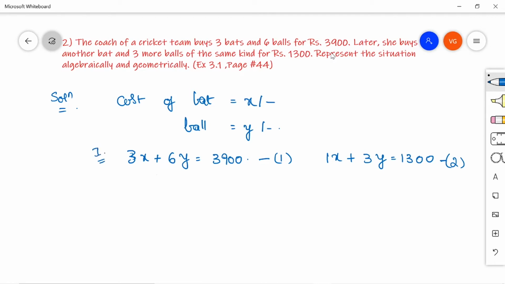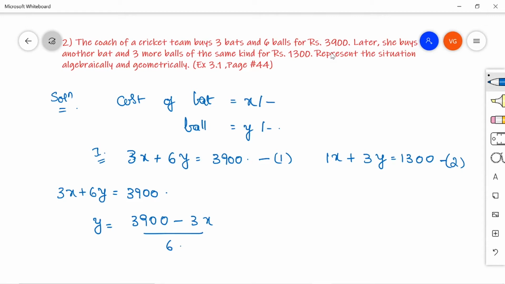Now to represent graphically, we need to get 3 points for each of the equations. So let us take the first equation, 3x plus 6y is equal to 3,900, right? So let us write that y is equal to (3,900 minus 3x) divided by 6. So let this be the equation now.